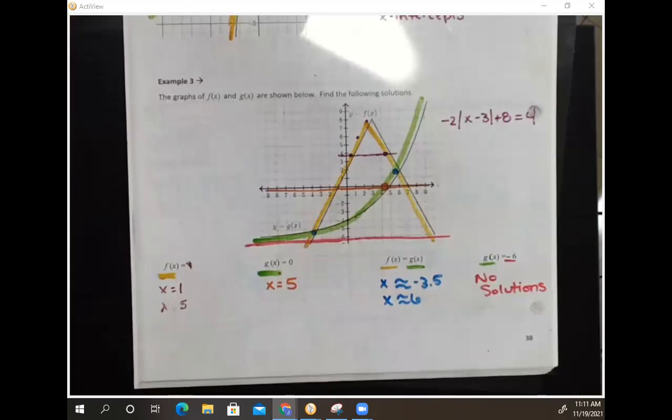For the rest of class today, I have a Delta Math for you over nonlinear systems. So you will have the graphs and you are looking for those solutions. You are looking for those intersections.